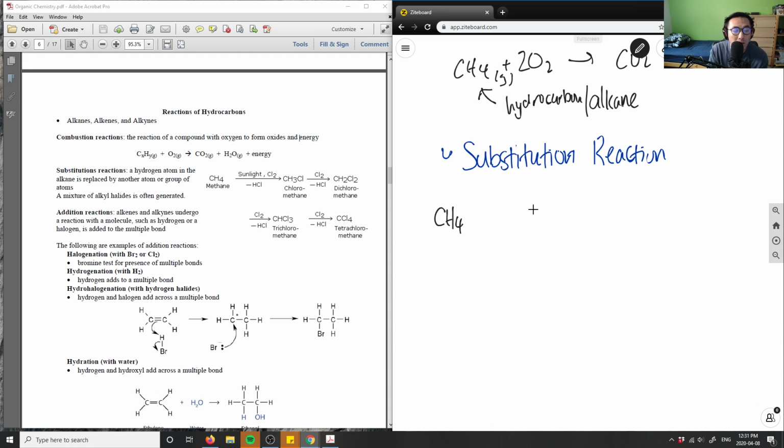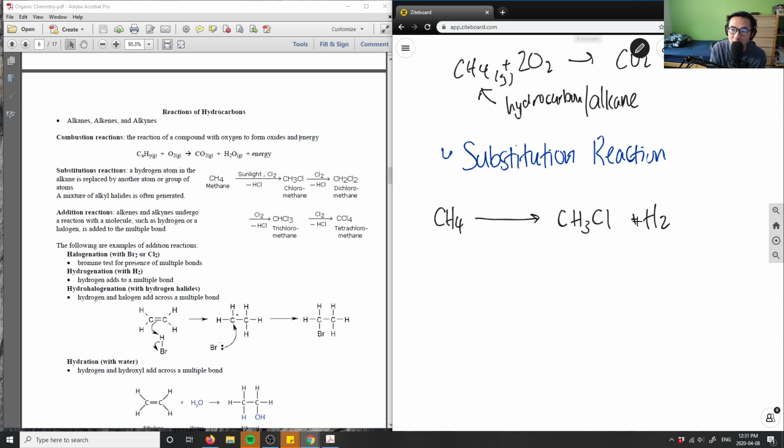CH4. If I substitute, I'm going to replace one of these hydrogens with another atom. In this case, they did chlorine, so I'm going to do the same thing. I'm going to chlorinate it, or substitute it with a chlorine. And it's going to become CH3Cl. You can see that I replaced one of these hydrogens with a chlorine, and it actually gives off H2 gas.